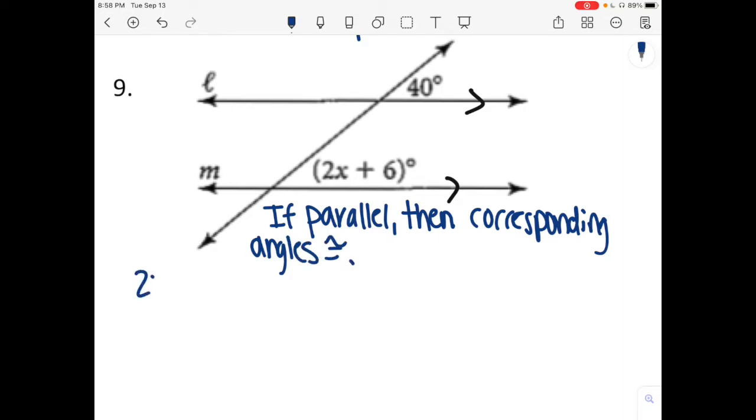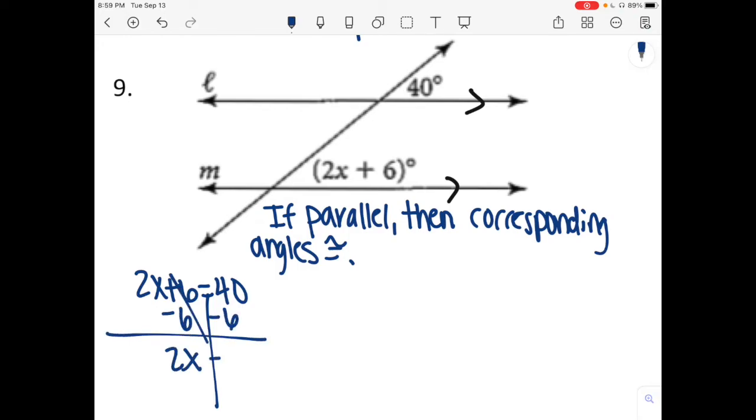So we've got 2x plus 6 equals 40. So we're going to solve here. Now I'm going to take away 6 from both sides. So 40 minus 6 is going to be 34. And then I'm going to divide both sides by 2. So 34 divided by 2 is x is 17.